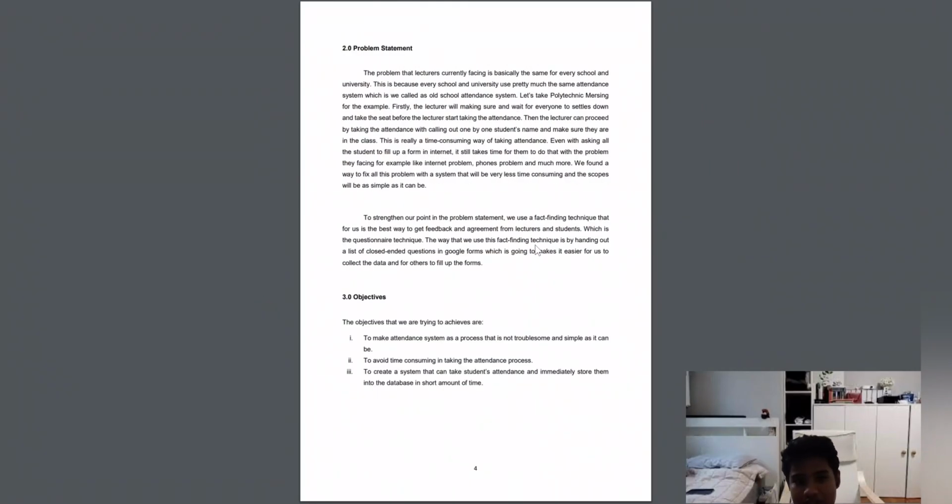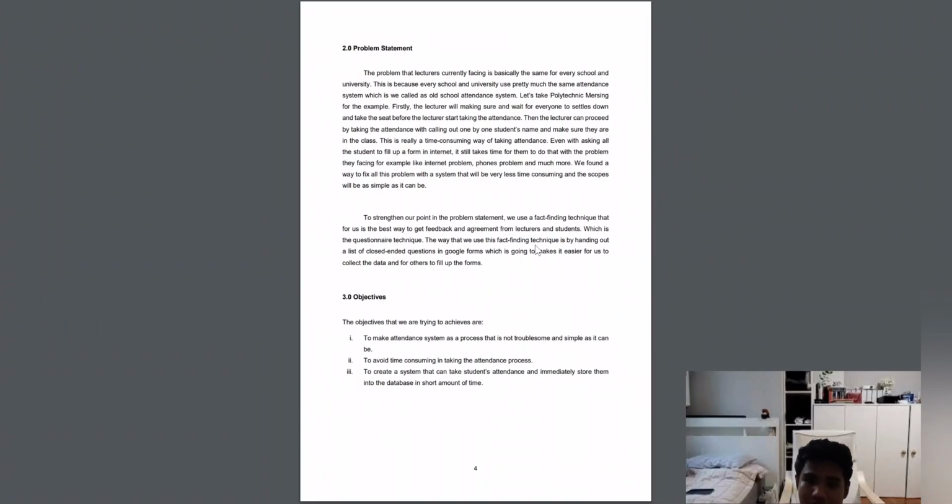So for the second one is problem statement. The problem that lecturers are currently facing is basically the same for every school and university. This is because every school and university use pretty much the same attendance system, which we call the old school attendance system. Let's take Polytechnic Mersing for example. Firstly, the lecturer will make sure and wait for everyone to settle down and take their seat before the lecturer starts taking the attendance. Then the lecturer can proceed by taking the attendance, calling out students' names one by one and making sure they are in the class. This is really a time-consuming way of taking attendance.